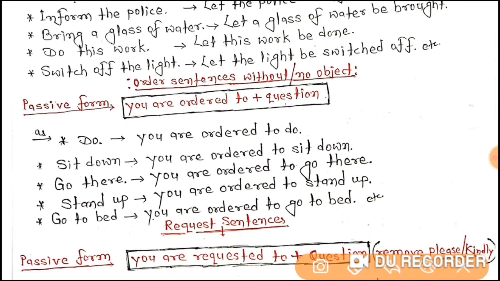Clear, students? The third one is go there. You are ordered to go there. Stand up. You are ordered to stand up. Go to bed. You are ordered to go to bed. Clear, students? So you have got order sentences with object and without object.